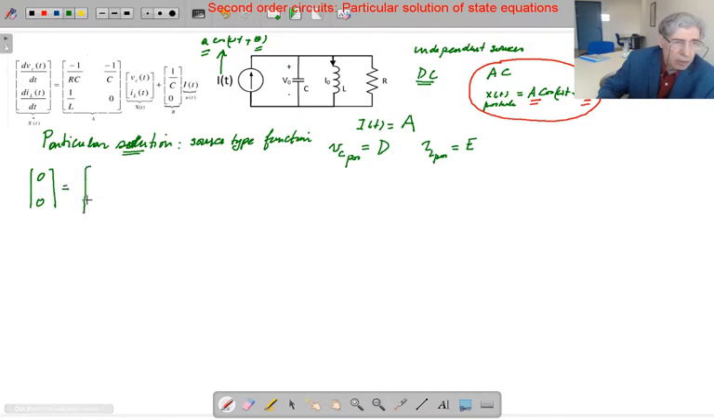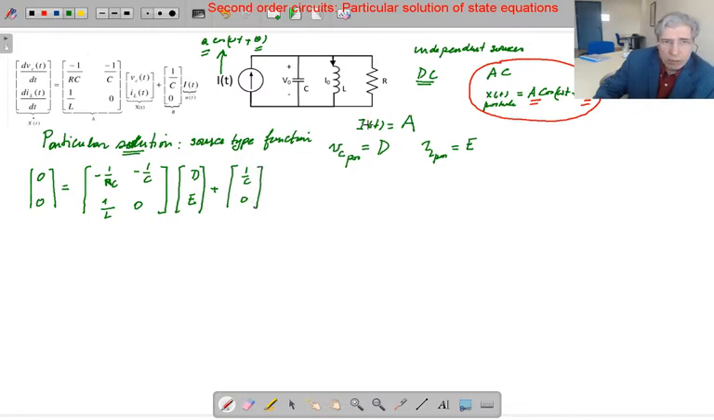And keep this as it is: minus 1 over RC, minus 1 over C, maybe that is a bit better, 1 over L, 0, and VC particular D, IL particular E. So that's D and E, plus 1 over C, 0.